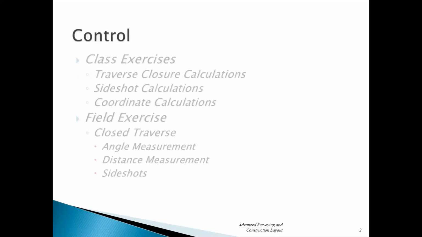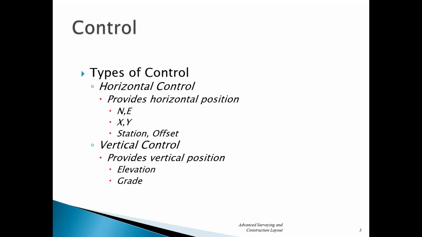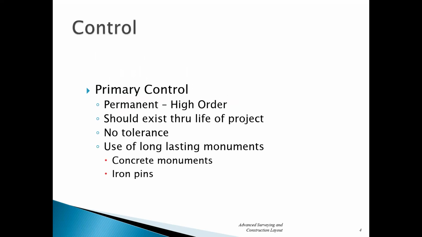So we talked about the different types of control, horizontal and vertical control. Primarily what we are looking at is horizontal control right now. Vertical control, elevations, those kinds of things, we'll be talking about in the 6th week a little bit more. So we are focusing on just bringing in primary horizontal control, giving ourselves either an XY location or a northing and easting location.